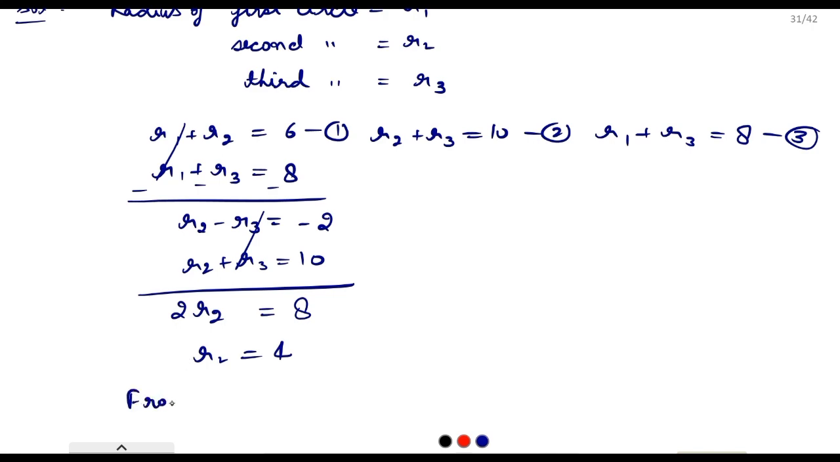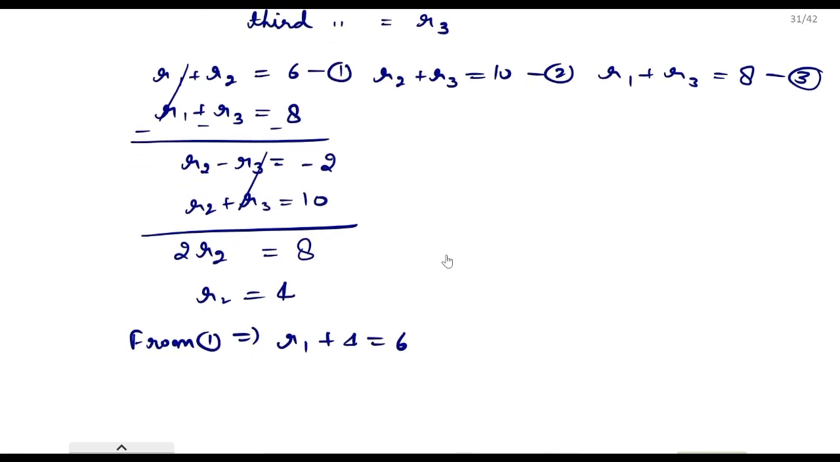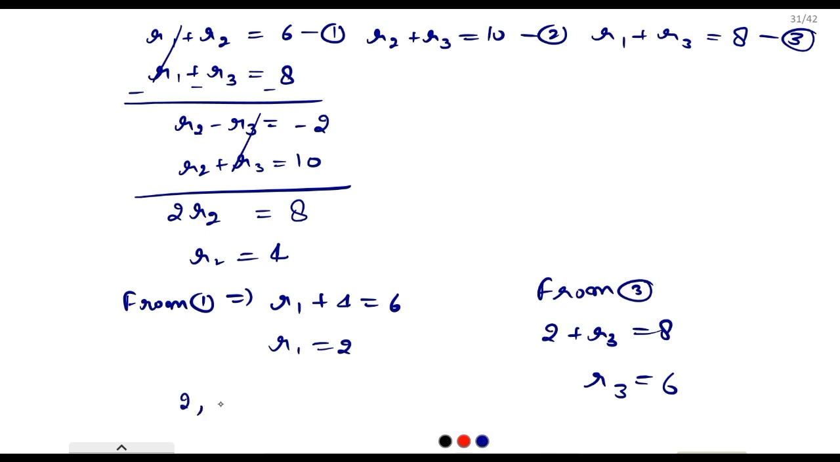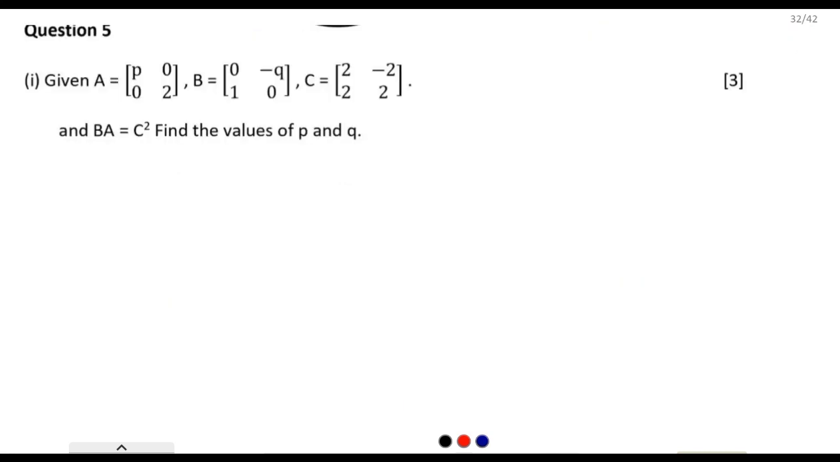Now from equation 1, R1 plus 4 is equal to 6. R1 is equal to 2 centimeter. Radius of first circle is 2. Now from equation 3, 2 plus R3 is equal to 8. Then R3 is equal to 6. Means radii of the given circles are 2 centimeter, 4 centimeter and 6 centimeter.